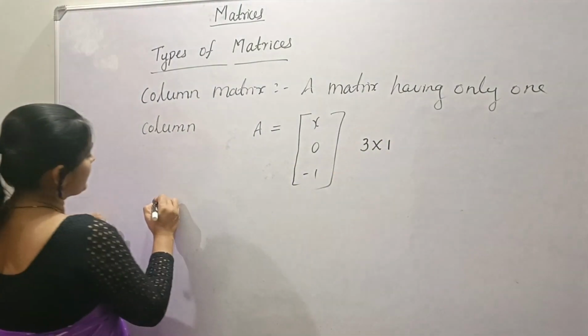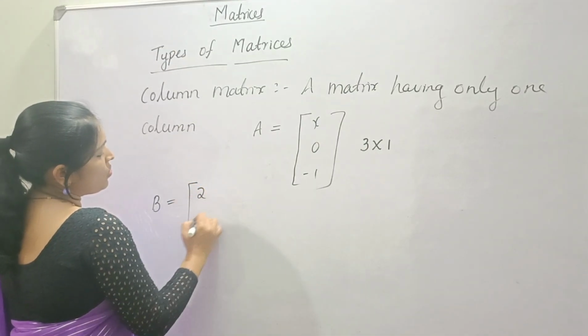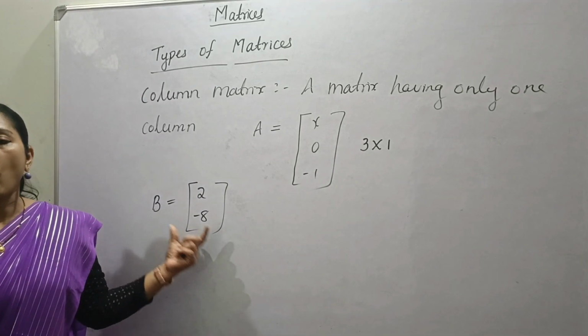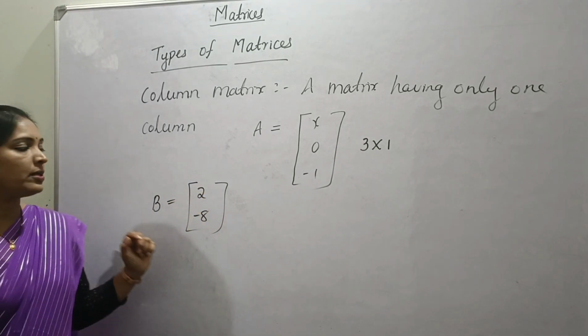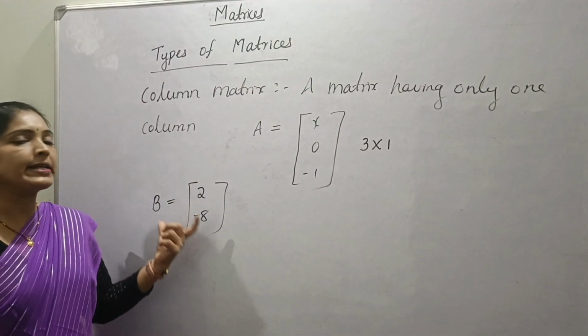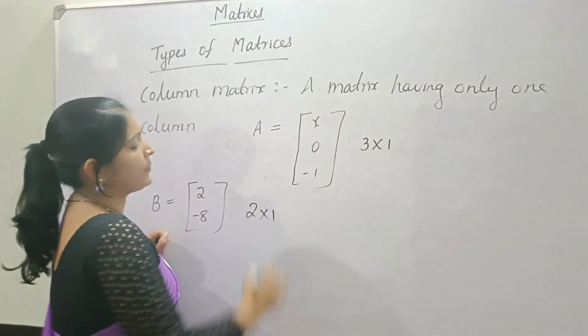And another example, B is equal to 2, minus 8. It is also a column matrix of order 2 by 1. There are 2 rows and only 1 column. So it's a column matrix of order 2 by 1.